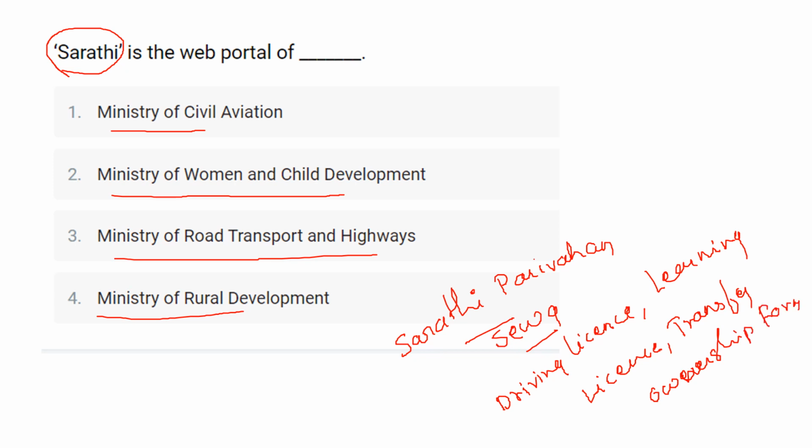The Sarthi portal is a launch under the Digital India project and it is aimed to bring all the government services online. The Sarthi application has been initiated by the Road Transport and Highway Ministries, which is delivered to the citizen to digitalize the working condition of road transport offices.